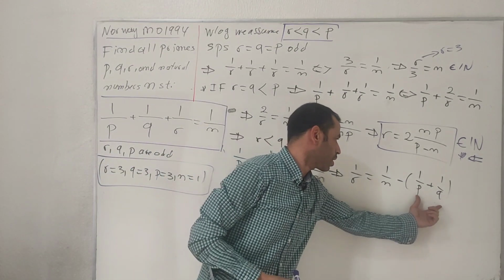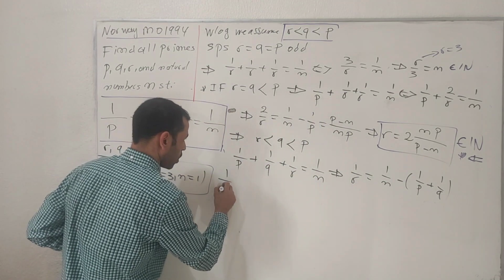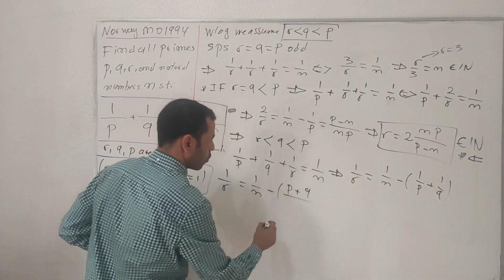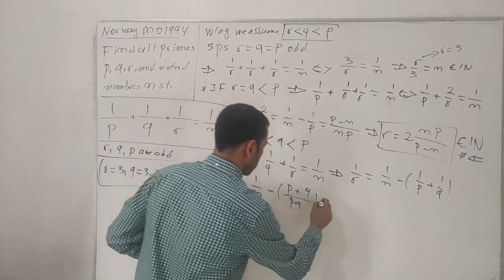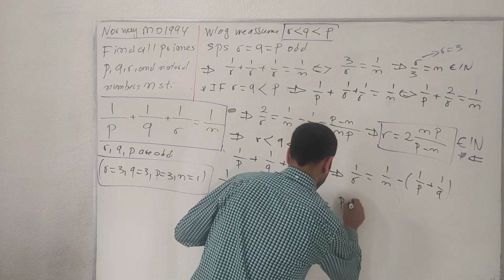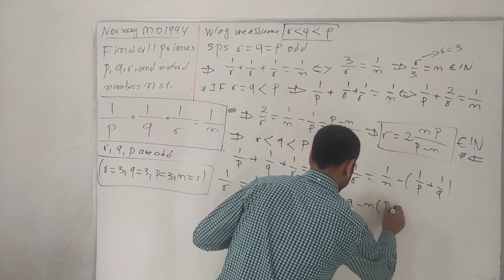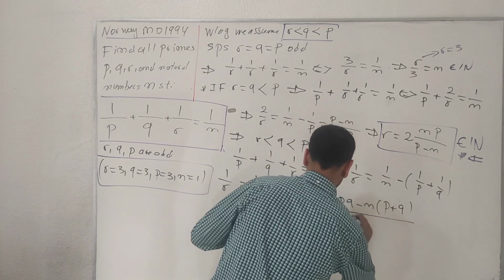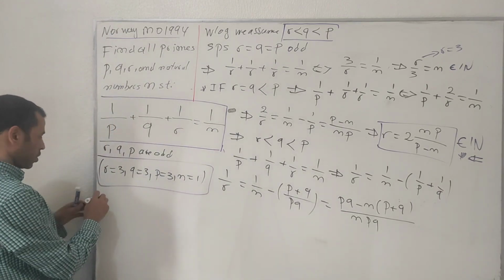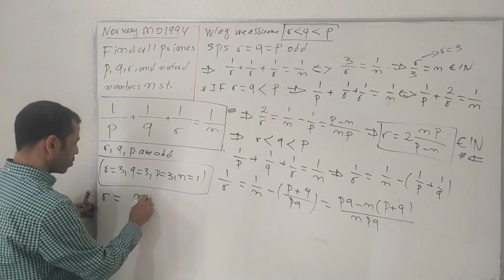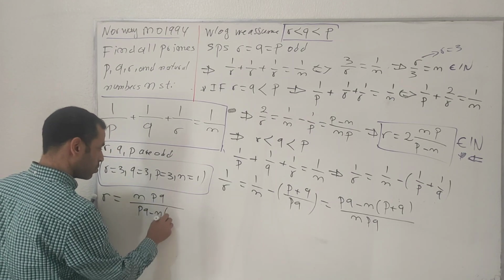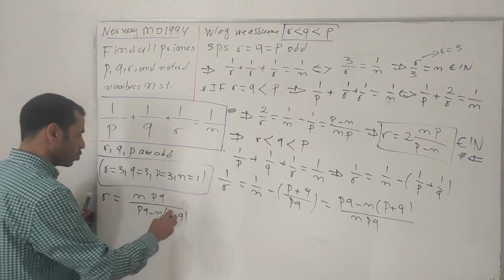Then by making the common denominator here, I get 1 over R equals 1 over N minus (P plus Q) over PQ. Then by making the common denominator again, I get (PQ minus N times (P plus Q)) divided by N PQ, okay? I'm going to take the reciprocal of this one. I get R equals N times PQ divided by (PQ minus N times (P plus Q)).